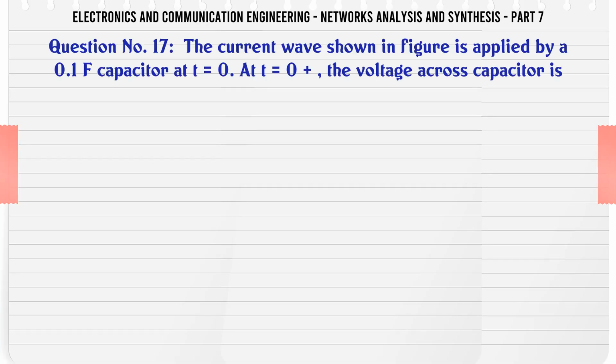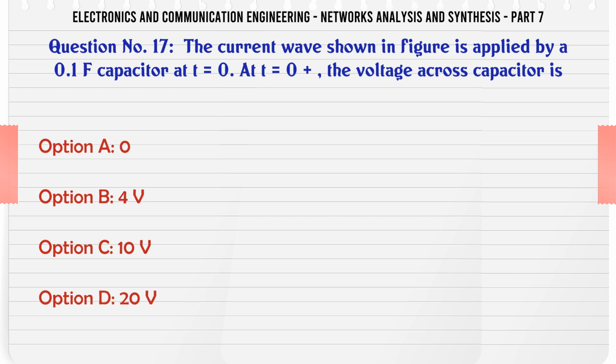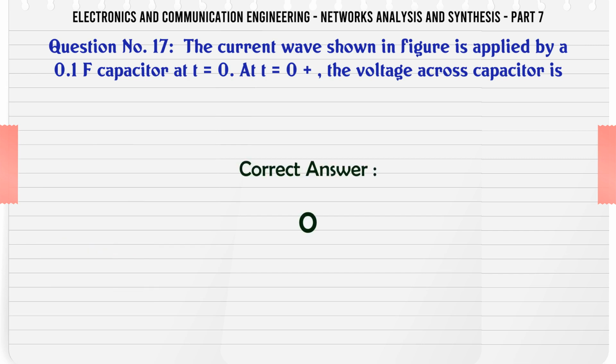The current wave shown in the figure is applied to a 0.1 F capacitor at t = 0. At t = 0 the voltage across the capacitor is: A, 0; B, 4 V; C, 10 V; D, 20 V. The correct answer is 0.